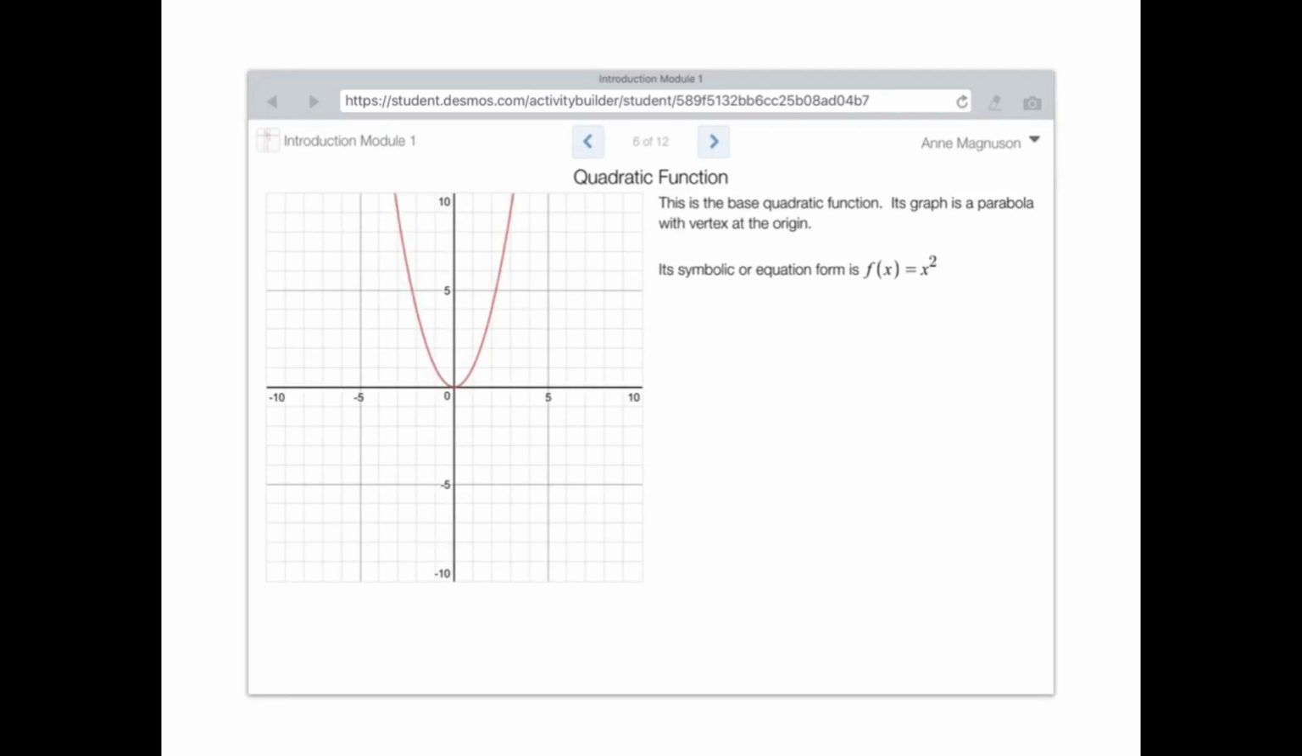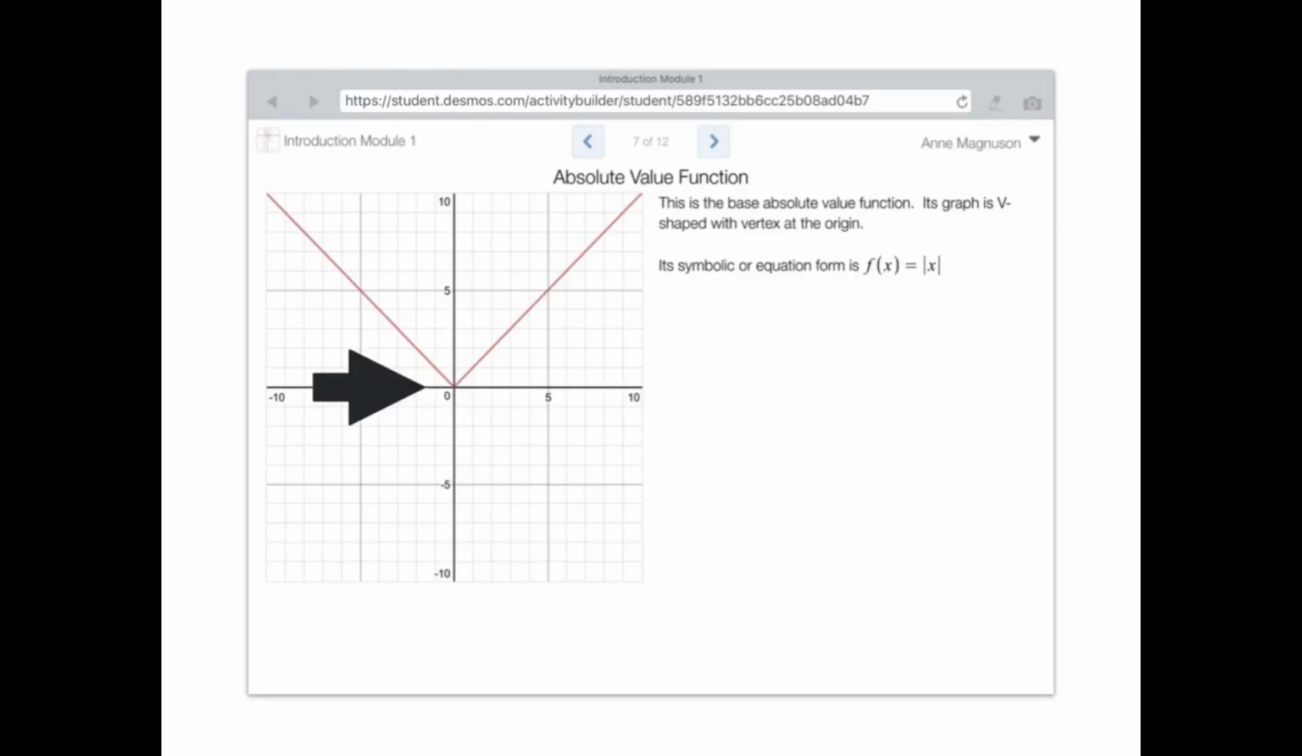This is the base quadratic function. Its graph is a parabola with vertex at the origin. Its symbolic or equation form is f of x equals x squared. This is the base absolute value function. Its graph is v-shaped with vertex at the origin. Its symbolic or equation form is f of x equals the absolute value of x.